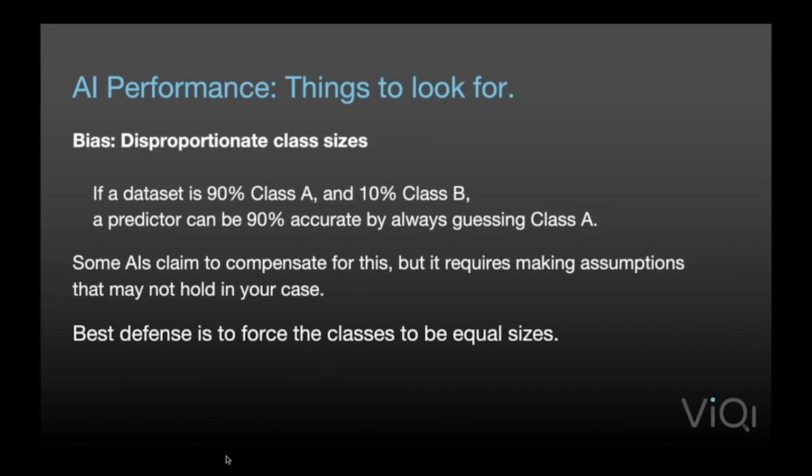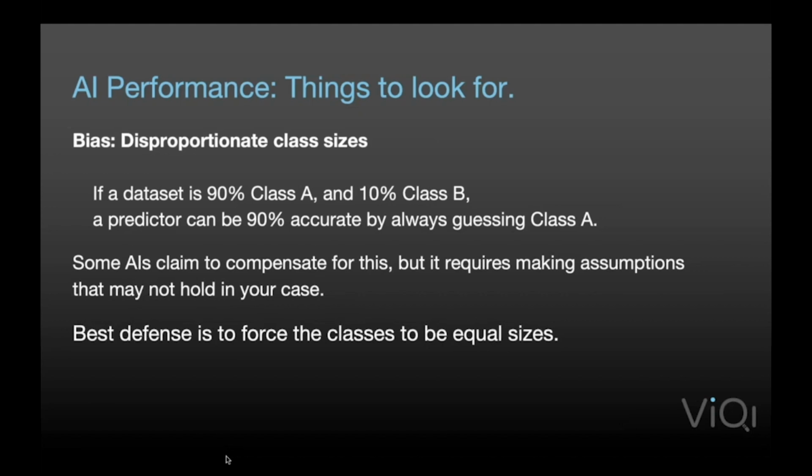I wanted to talk a little bit about bias, and that will be the last part of this webinar. So the most common source of bias is disproportionate class sizes. That's where if you have a training set, 90% of it is class A and 10% of it is class B, a predictor, if it always guessed class A, no matter what, would be 90% accurate, right? So when you're dealing with disproportionate class sizes, you have to be very careful about how your AI is tested and what your accuracy figure actually means.